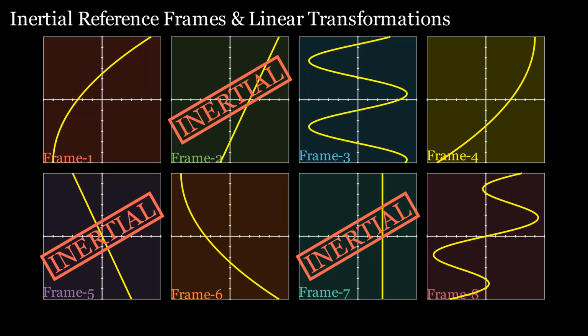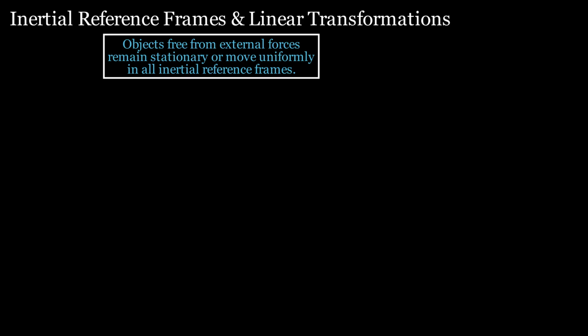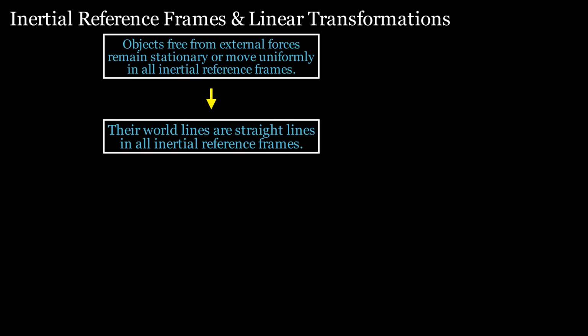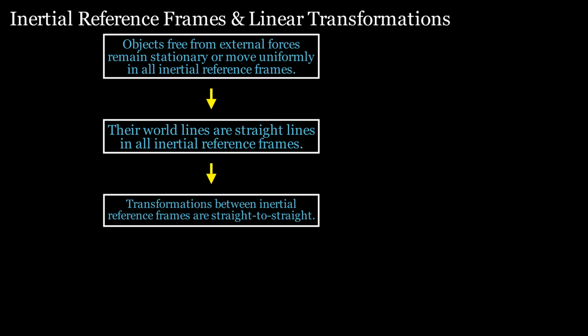Let's explore the logical reasoning process behind this. Objects free from external forces remain stationary or move in uniform straight-line motion in all inertial reference frames. Therefore, the world lines of objects free from external forces are straight lines in all inertial reference frames. Coordinate transformations between reference frames will convert an object's world line from one reference frame to another. If the object is free from external forces and both reference frames are inertial, then both world lines must be straight lines, meaning the transformation must convert a straight line to a straight line.